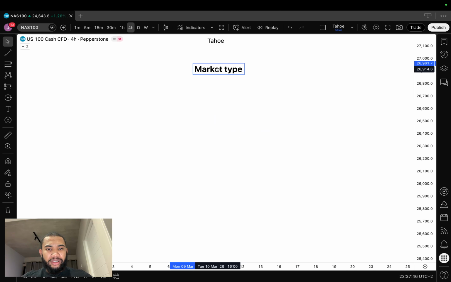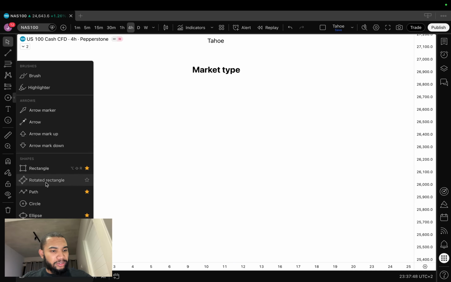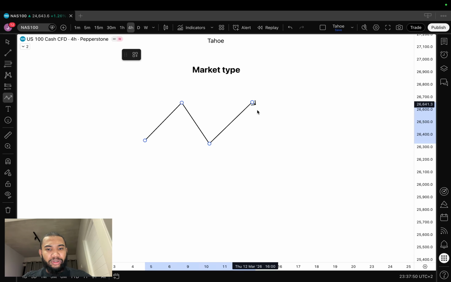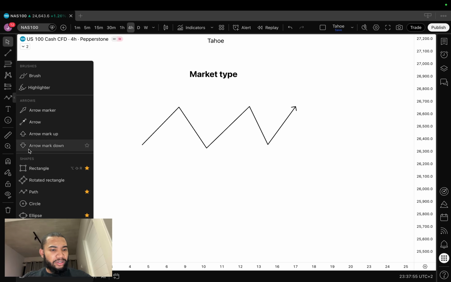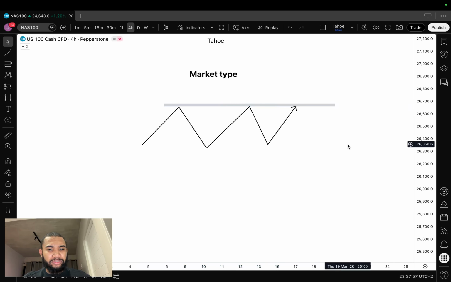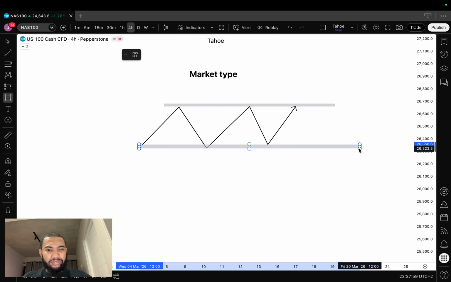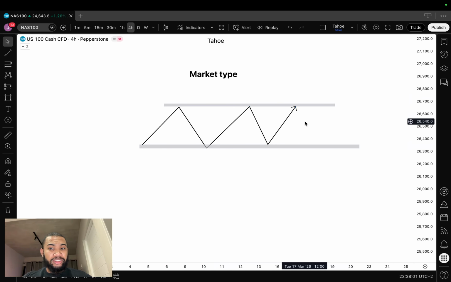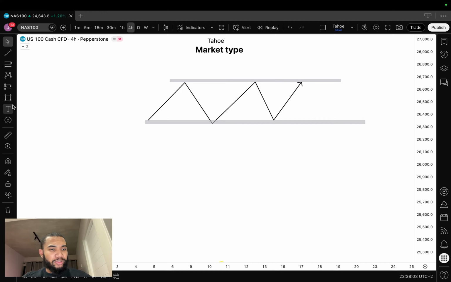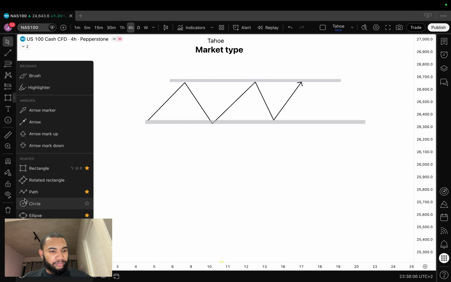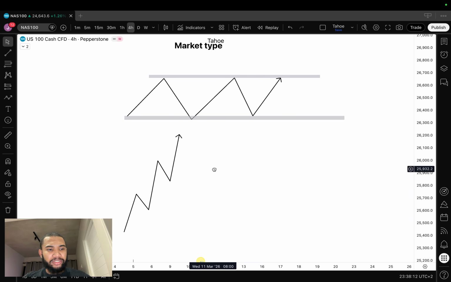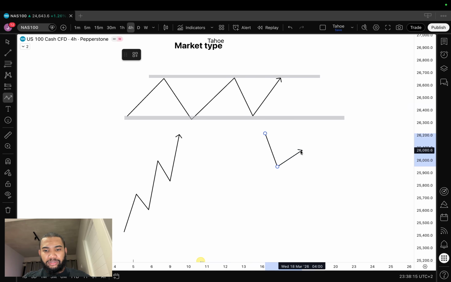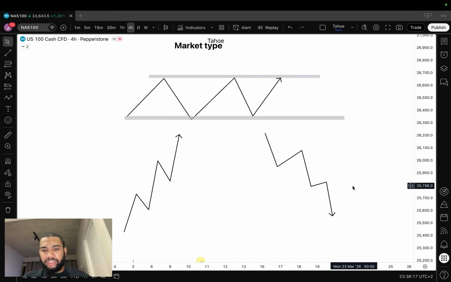Of course, market types: you have a ranging market, where the market is basically just stale, moving in a balanced range, not descending, not ascending. We also have an uptrend, where price is ascending, and then you have a downtrend, where price is descending.